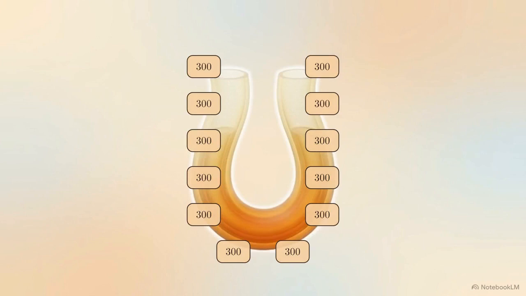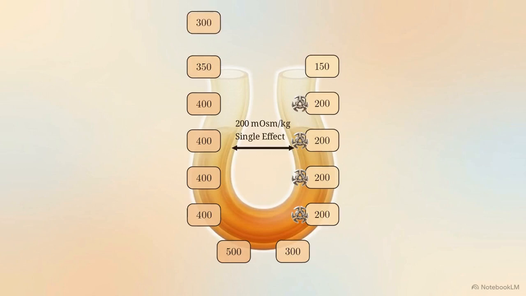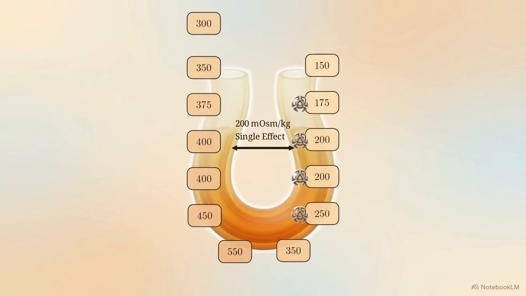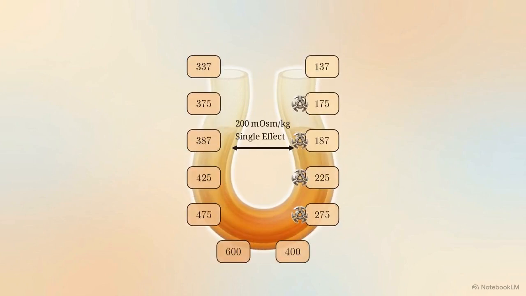Visualizing the continuous flow of filtrate as discrete packets of fluid, the initial single effect establishes a 400 milliosmol concentration in the descending limb and 200 in the ascending. Next, a fresh packet of isotonic 300 milliosmol fluid enters the descending limb. This incoming fluid physically displaces the concentrated 400 milliosmol fluid, pushing it downward. As it moves, the ascending limb ion pumps re-engage, extracting more solute to maintain the 200 milliosmol horizontal difference. At this deeper level, absolute tissue concentration climbs to 500 milliosmoles.